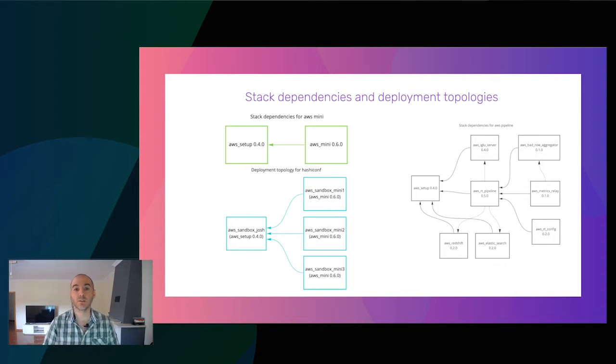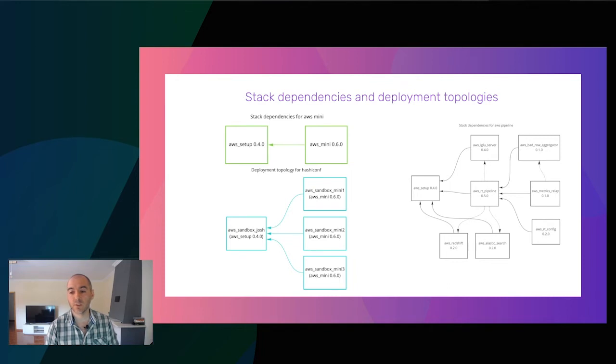Now let's talk a bit about stack dependencies. You can see here in green the stack dependencies for Mini. This means that to deploy the AWS Mini 0.6.0, you need to deploy first AWS setup 4.0. The Mini stack deployment is quite simple, but if you look here on the right, you can see an example of a more complicated one.